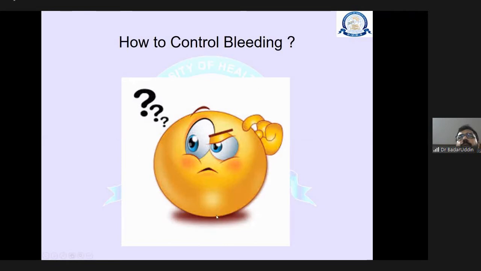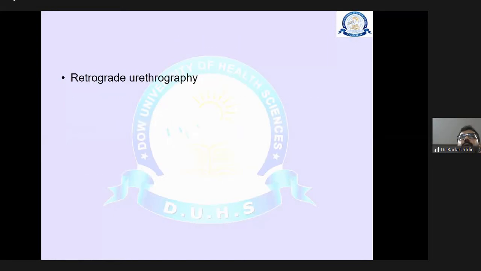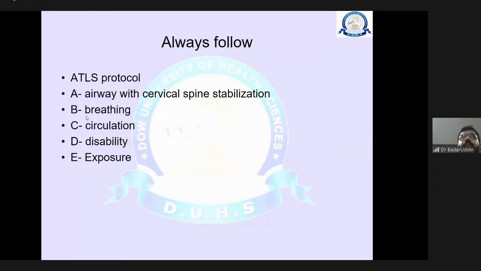So how to control the bleeding? Once you are able to control the bleeding, it means you will be able to save the life of the patient. So the immediate management of pelvic fracture resulting in shock is to control the bleeding and restore the volume. Control the bleeding and restore the volume. Related to the restoration of the volume, we mentioned in the first few slides that we need to control the circulation.